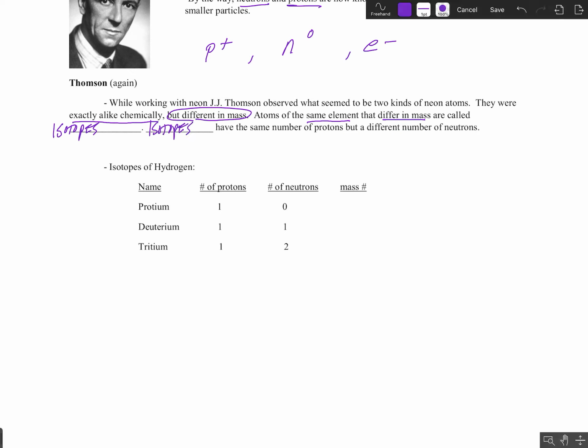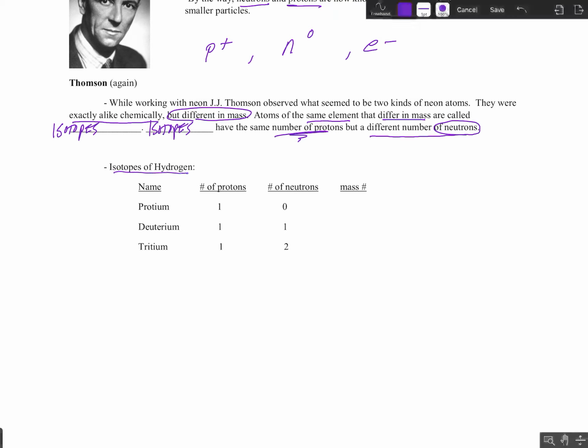Isotopes have the same number of protons, and it turns out the same number of electrons. Remember, protons need to equal electrons to maintain the charge balance, but they have a different number of neutrons. So as a result, they'll have a different weight, but they'll behave chemically exactly like each other. And those are called isotopes. So let me give you a few examples.